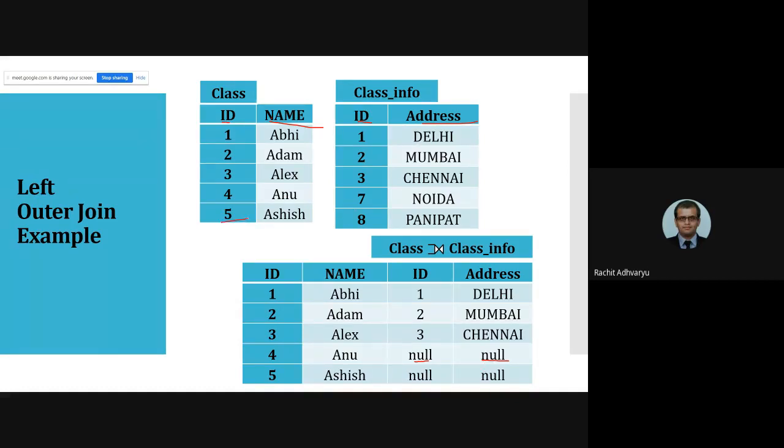Similarly, here it is 5, but there is no 5 here, so for Ashish the class_info ID will be null, and for address again it will be null. So whatever data is not available in the right table for the left table, we are going to put null. Here data of 4 and 5 is not available, so we put null instead. We are not going to keep it empty, but we are going to write null. So this is just the example of left outer join.